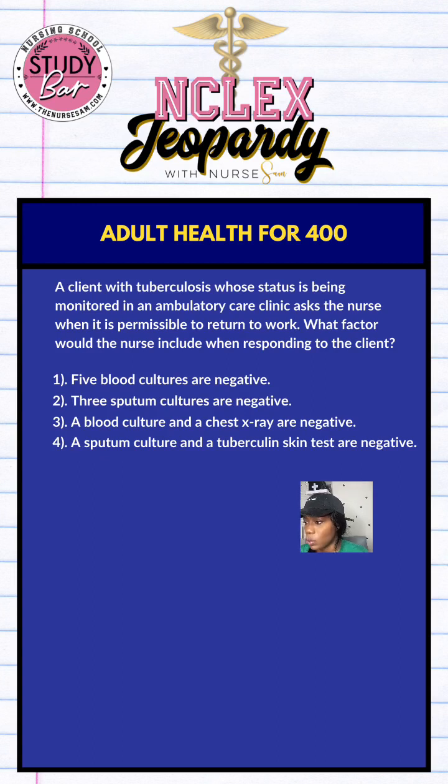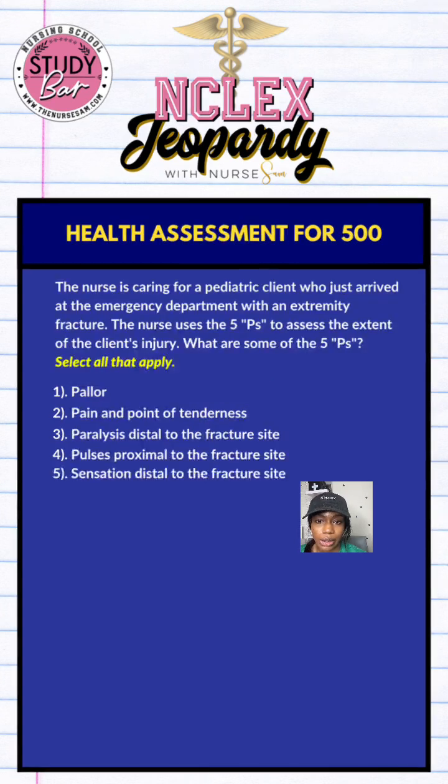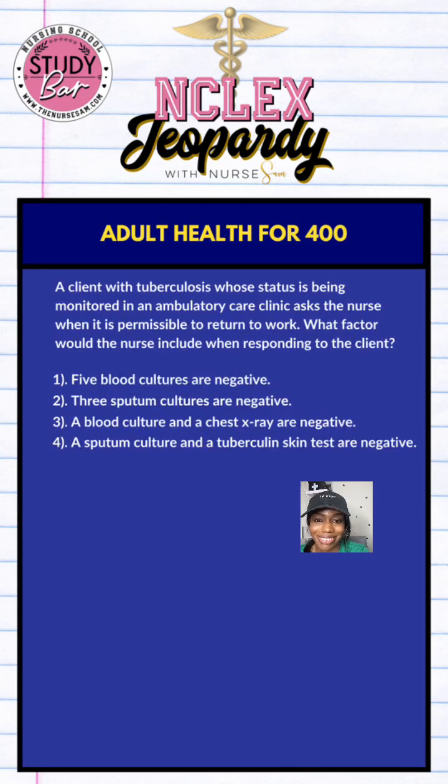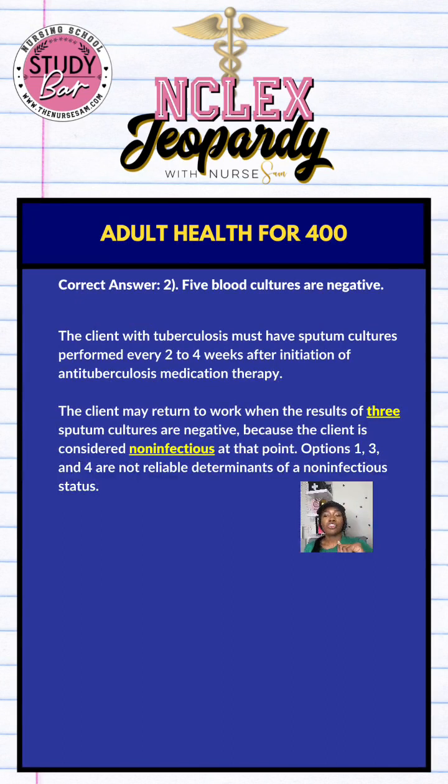Hold on. All right, and the answer is, wait, I did it wrong. The answer is, what was that? Not health assessment. That was adult health. The answer is 2. Okay, don't look at where it says 5 blood cultures. I copy and pasted the wrong one. That's from 1. But the answer is 2. It's the one that says, what was number 2?